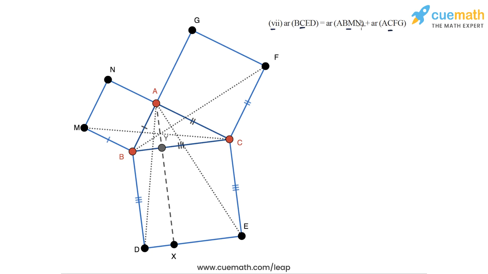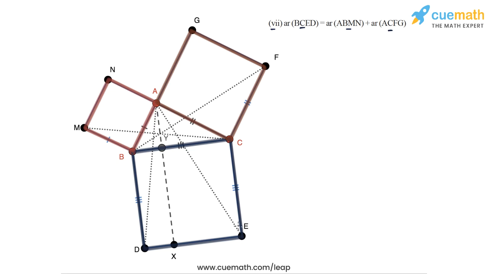So all of these three are squares on the sides of triangle ABC. So BCED is this square, and we have to show that this square's area is the sum of the areas of the square ABMN and the square ACFG. Now this is actually quite straightforward to show from what we've already demonstrated in the previous parts.